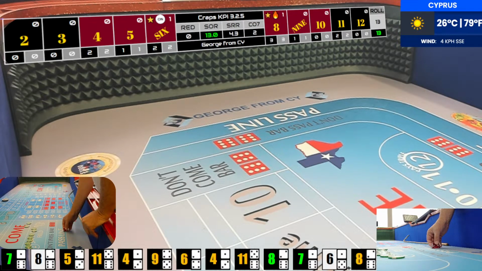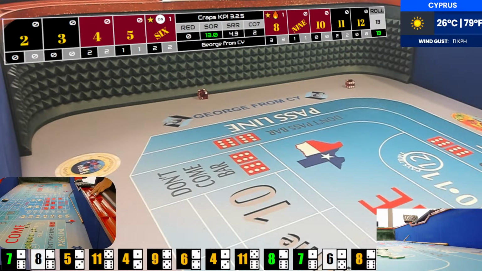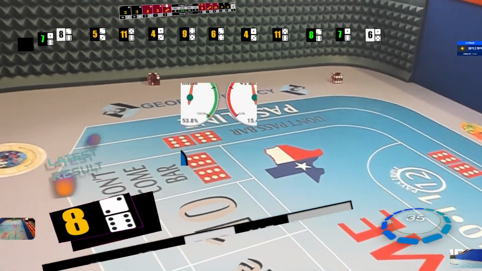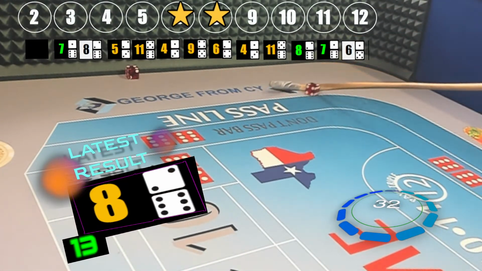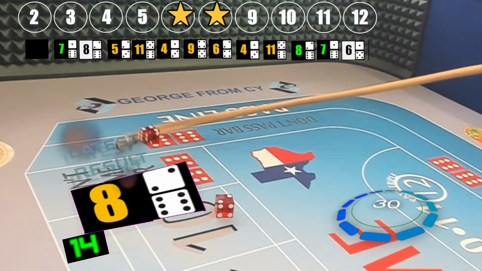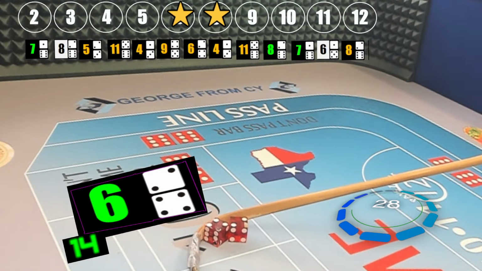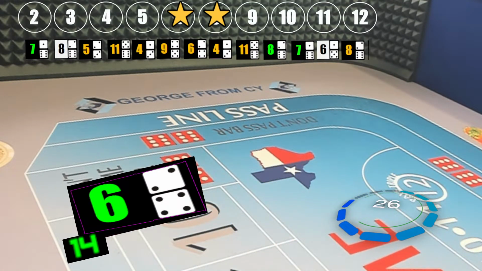Dice up. It's a 4, 2, 6 implosion of the right die and a front line. So we're at 9 hits.